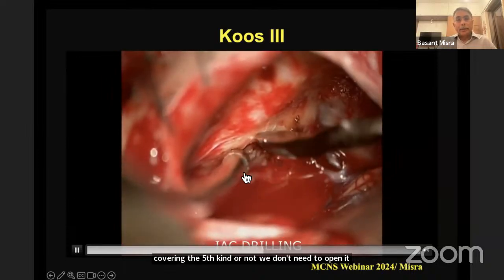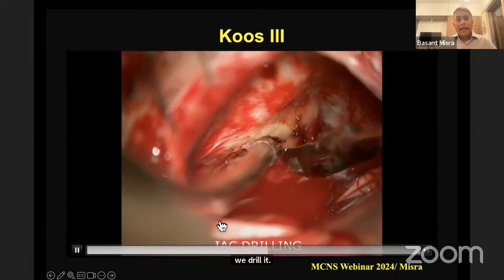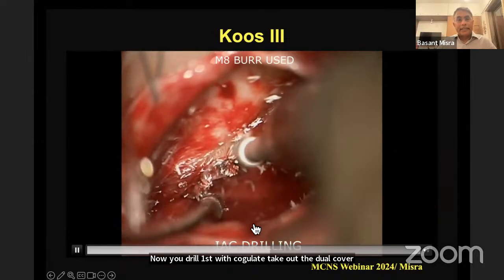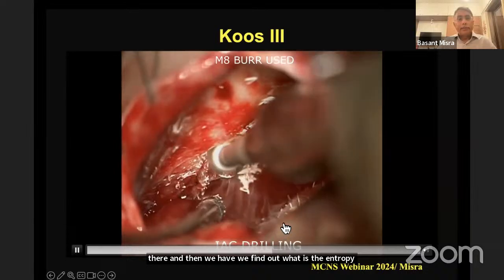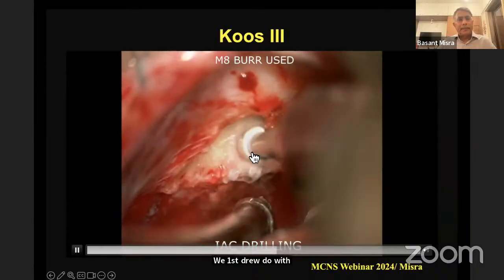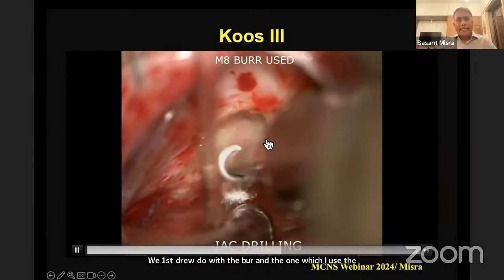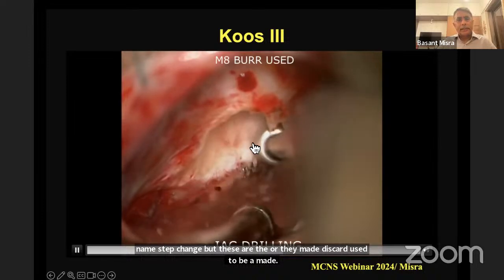Now you drill first; we coagulate, take out the dural cover there, and then we find out what is the intra-aortic canal and meatus. We first do it with a burr, the one which I use, the names have changed, but this was the old M8. Now you see the wide drilling there. There is a lot of irrigation, continuous irrigation.